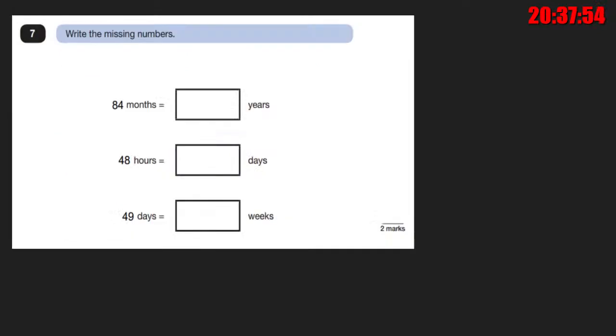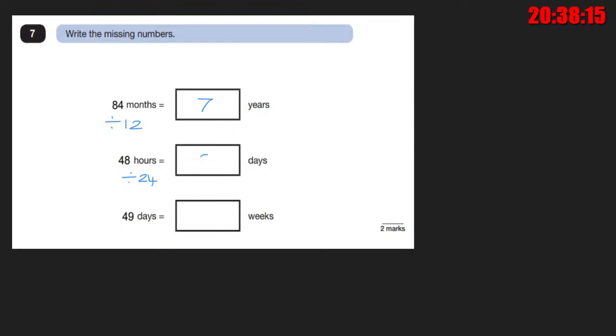Question number 7. 84 months, you need to divide by 12, because in 1 year there are 12 months. So 84 divided by 12 is 7 years. 48 hours, how many days? Divide by 24, because there are 24 hours in a day.